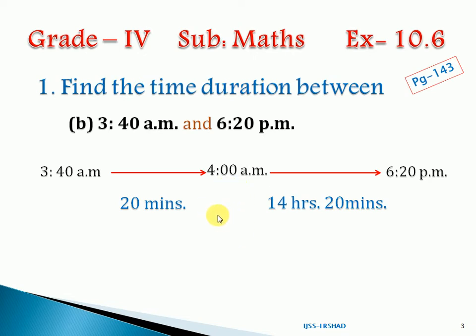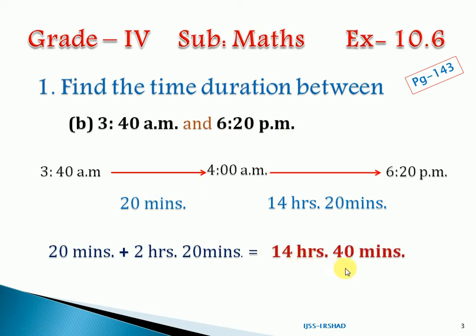So what will be the total duration? You can just add these two. So just add it, and 20 minutes plus 20 minutes will be 40 minutes. So it is less than 60, so nothing to do. So it will be 2 hours 40 minutes. So you can write it here, 2 hours 40 minutes.